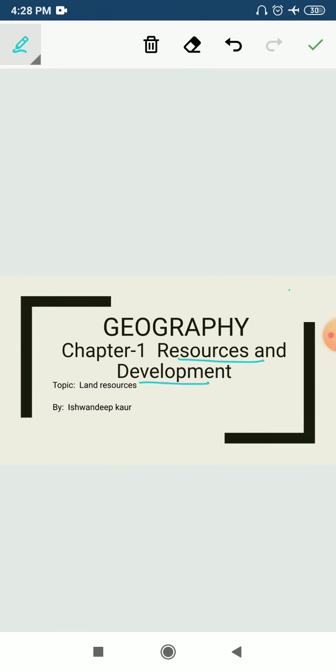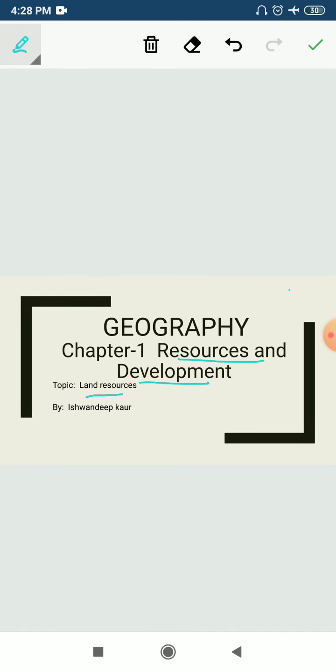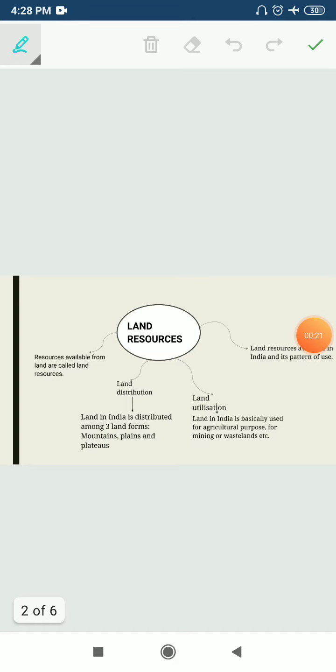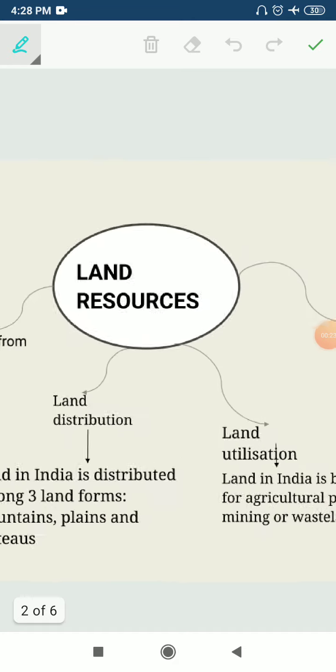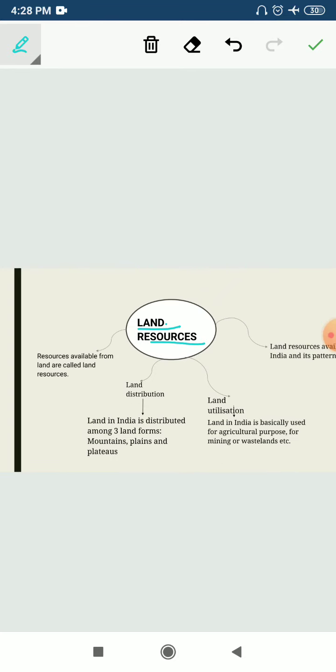So the topic which I am going to cover is land resources. So let's begin with the chapter and the topic. Before starting, let's once go through the mind map for the topic land resources. So what are land resources? The resources available from the land are called land resources.